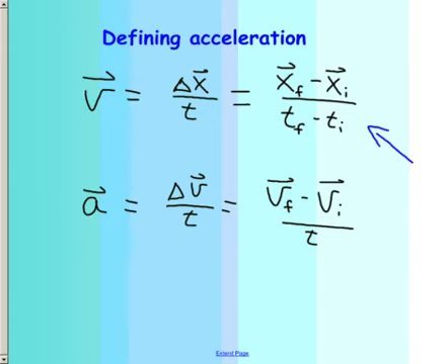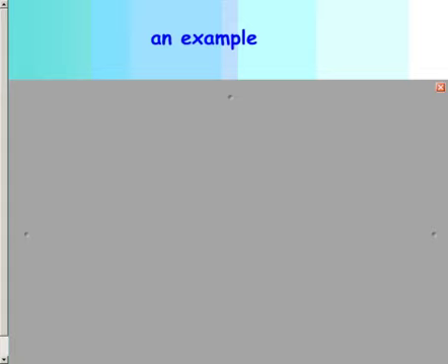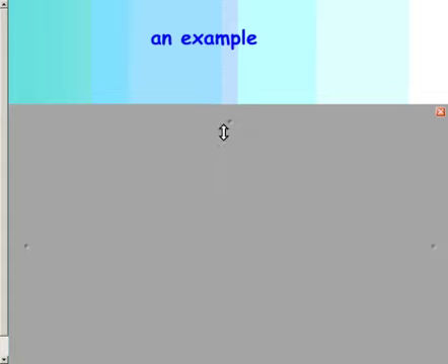All right. Let's go down to acceleration. Acceleration is the change in the velocity vectors over the time. Pretty much the same equation. We're just using velocity now. Let's do a quick example. Pretty straightforward, I hope.